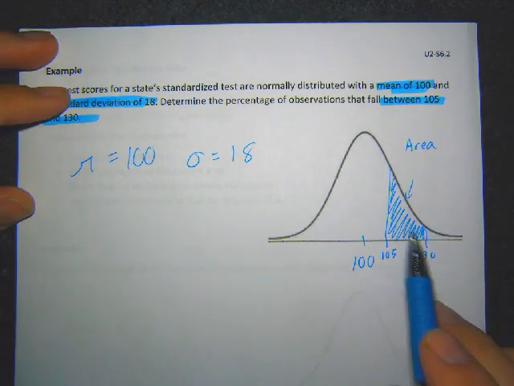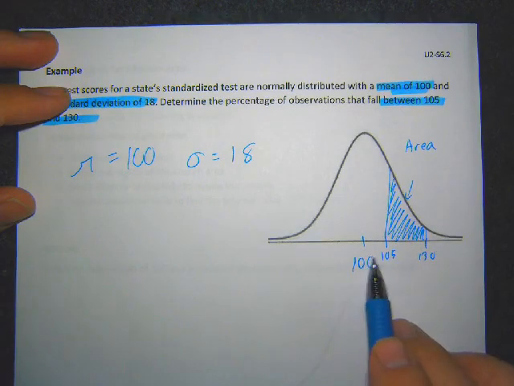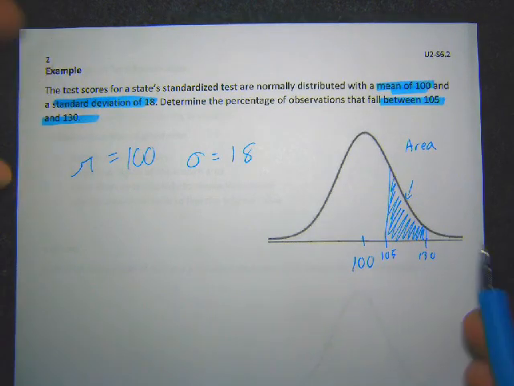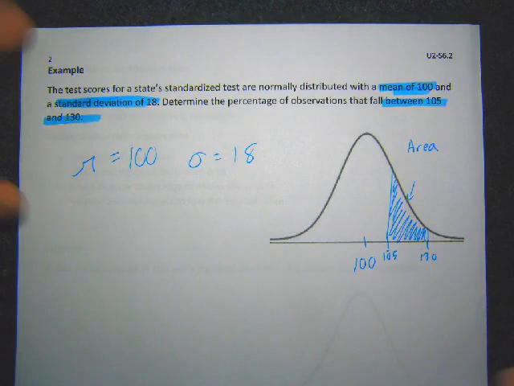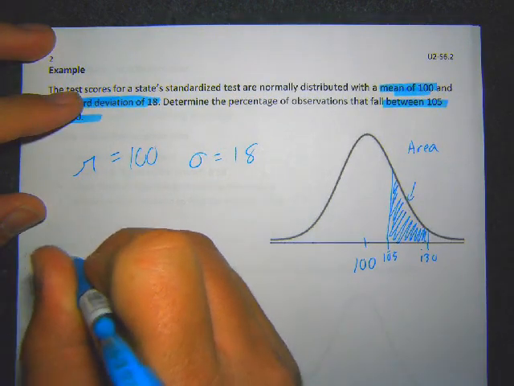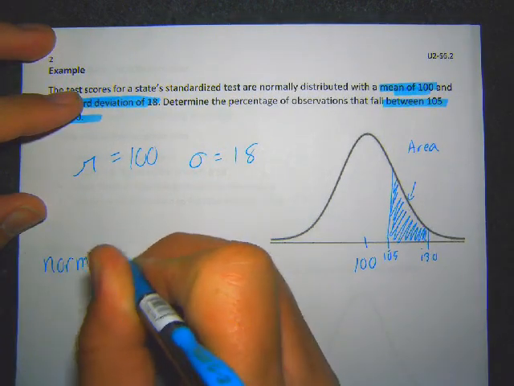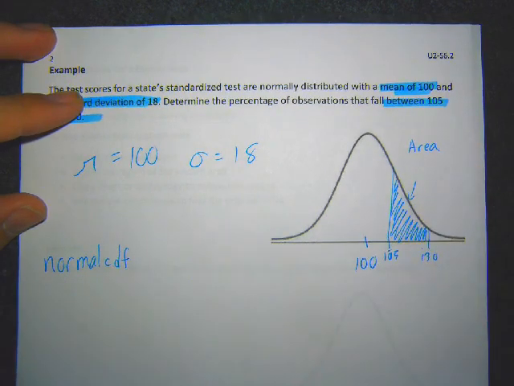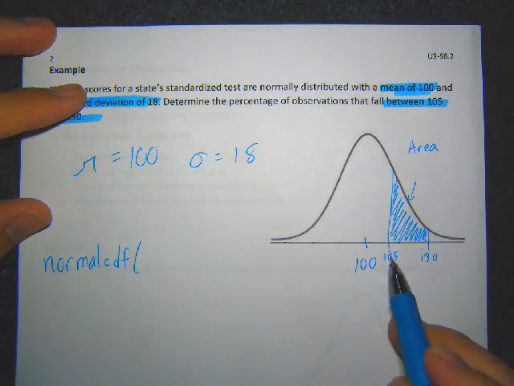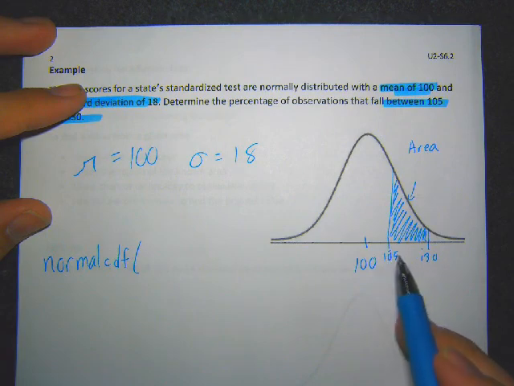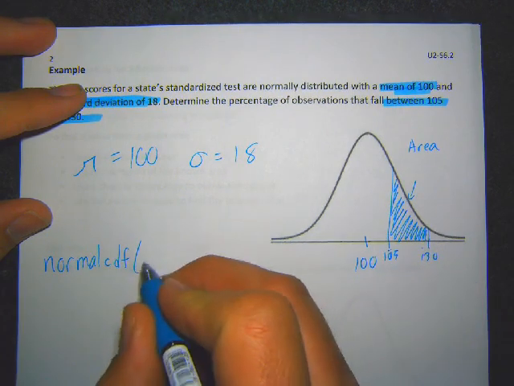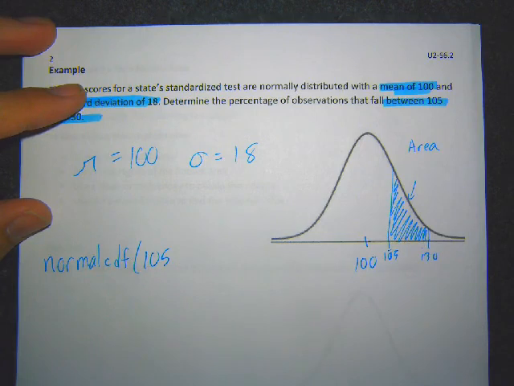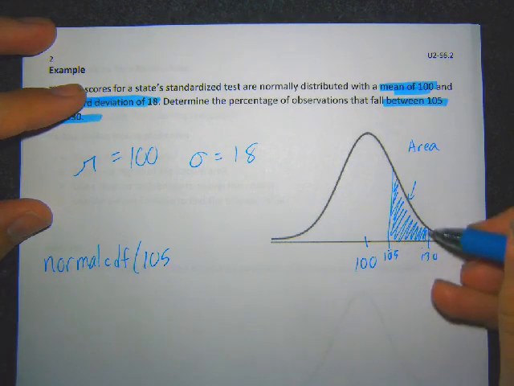Because we have the real numbers, and we have these mark-off numbers, we can use that normal CDF. That's not changing. As long as we're trying to find the area of this region, we're going to use normal CDF. This time, because they did give us a bottom number, we'll put that first. You always start with the lowest number first. We'll put the 105, because it's our lower number, and then we do have an upper number, so we put 130.